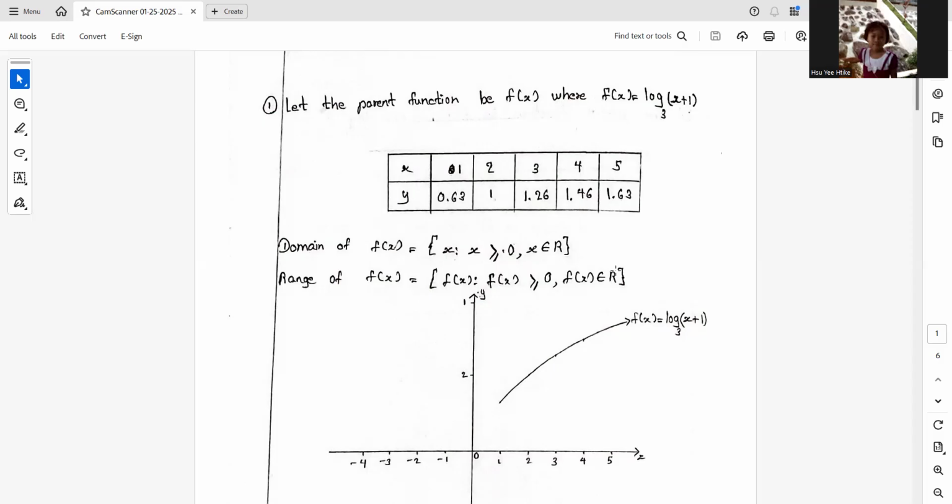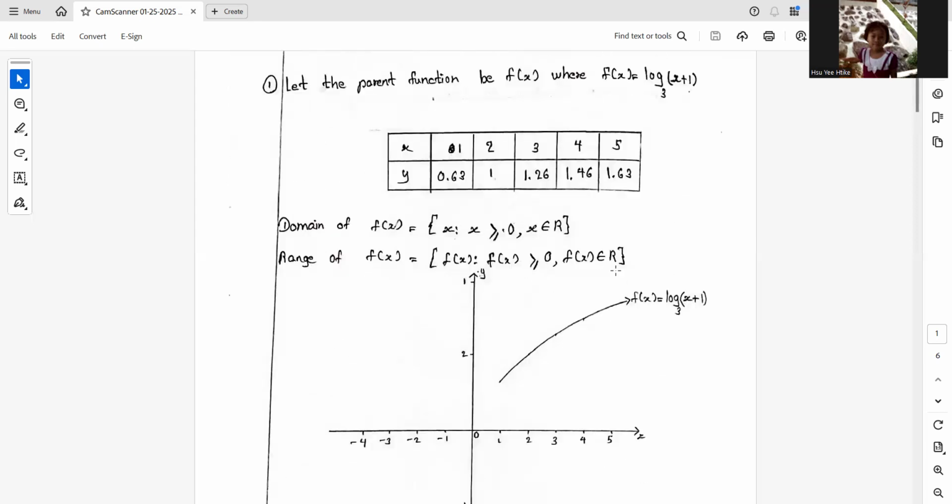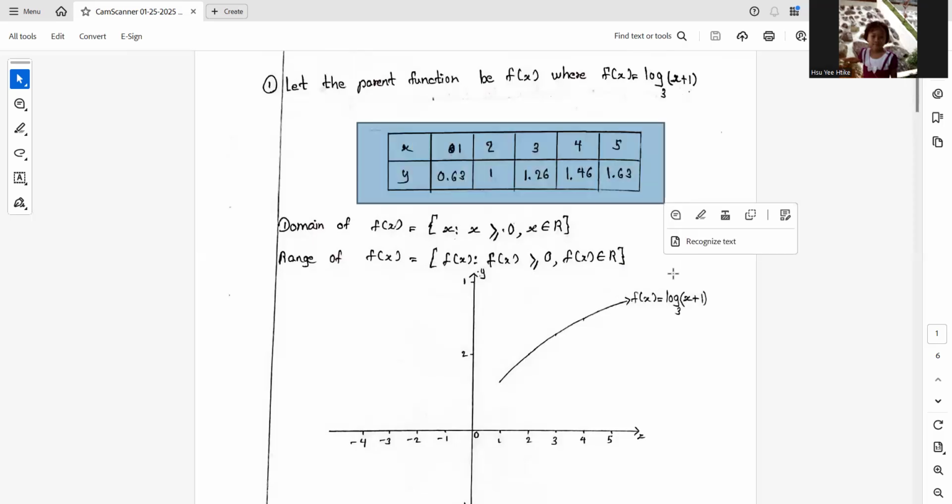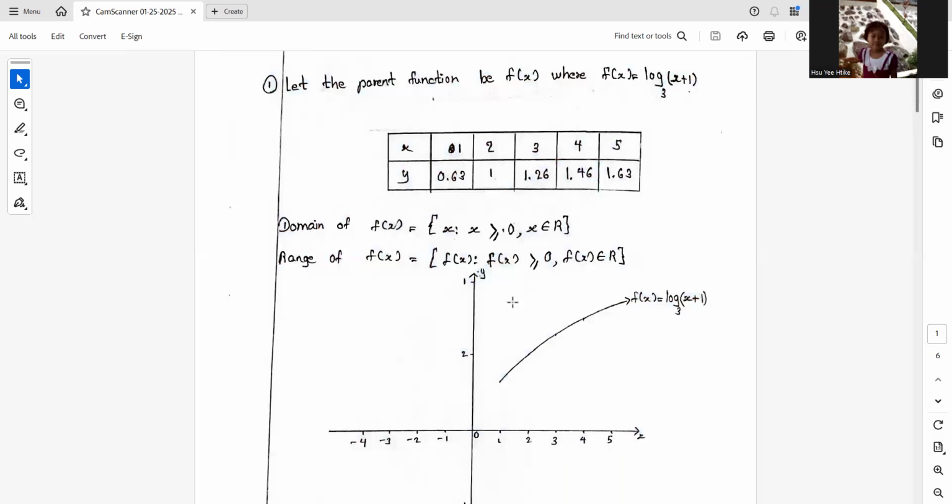This is because the value of log must be greater than or equal to 0. Then I took the coordinates of x and y and drew the graph, and the graph came out like this. This is the graph for f of x equals log of (x plus 1) base 3.